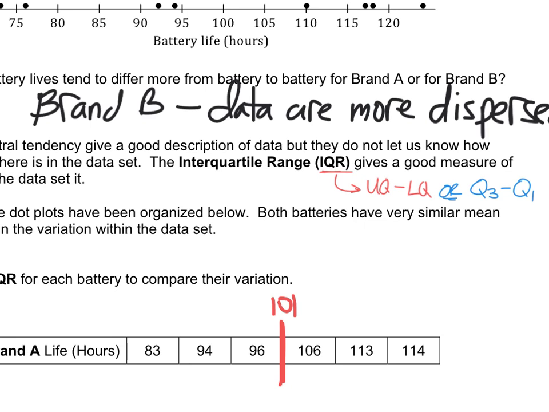What I want to then do is find the median of the lower half of data, but the data have to be organized in either ascending or descending order, meaning they have to either increase or decrease throughout the entire set. It can't be just jumbled up. All right, so the middle of the lower half of data would be the number 94. That's my LQ, my lower quartile. And then the median of the upper half of data would be 113, which would be my upper quartile.